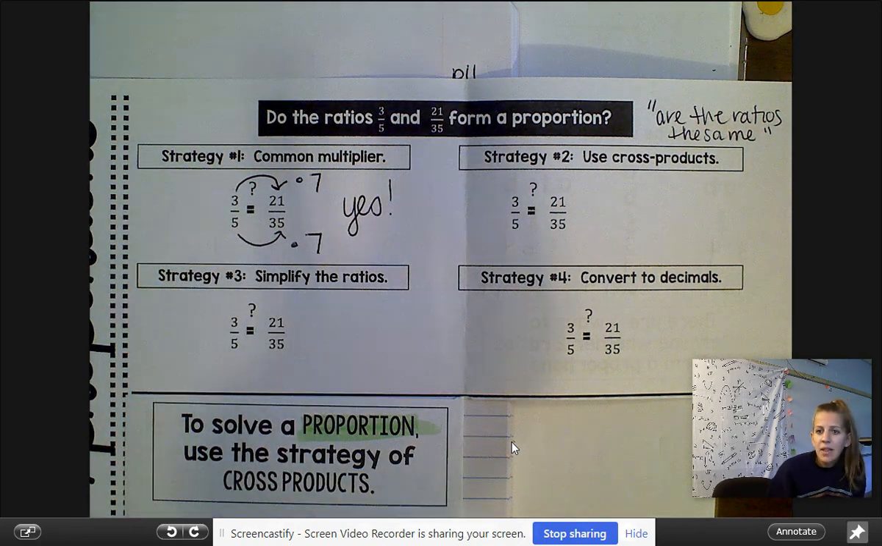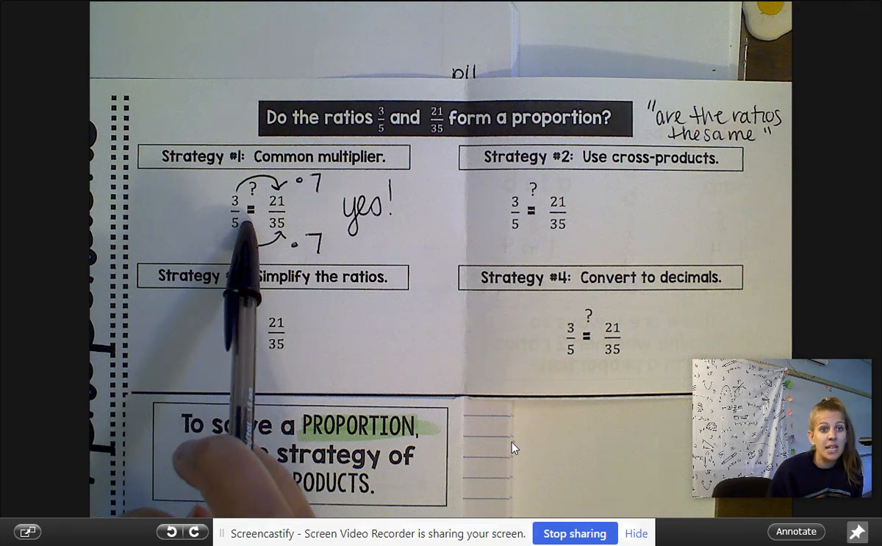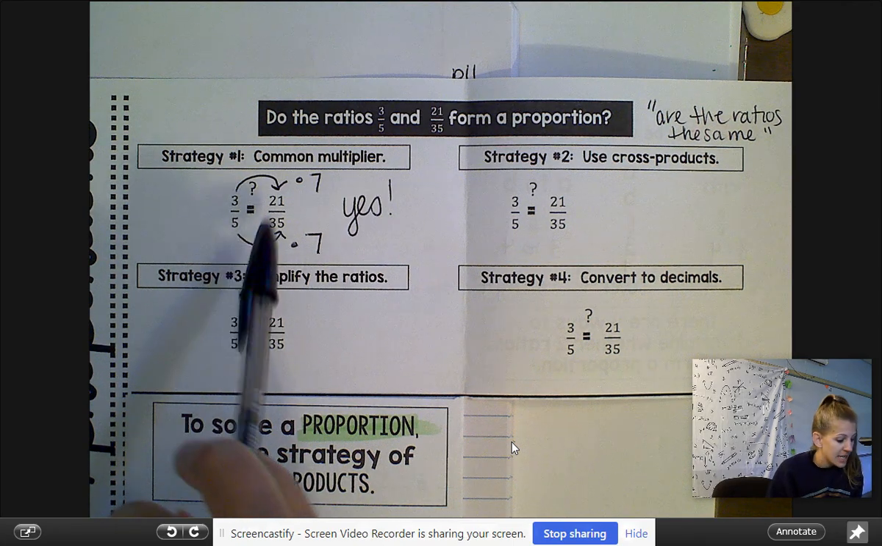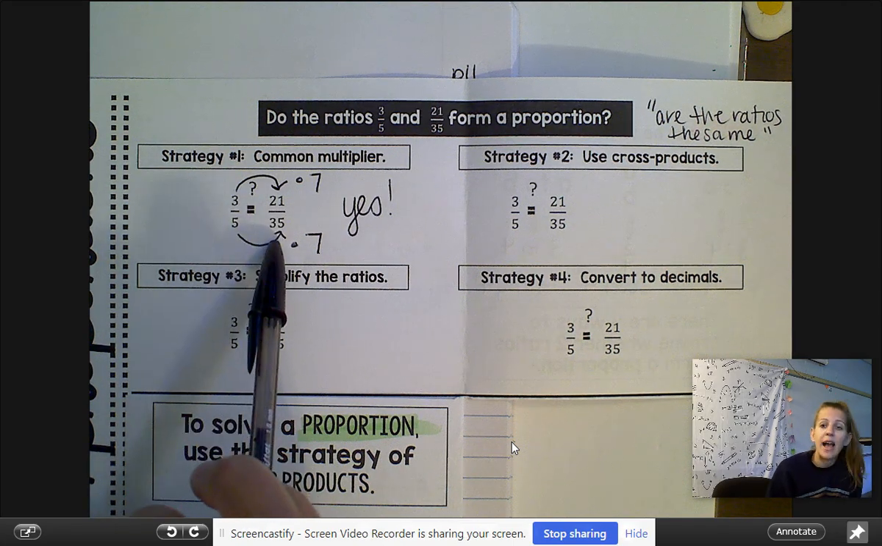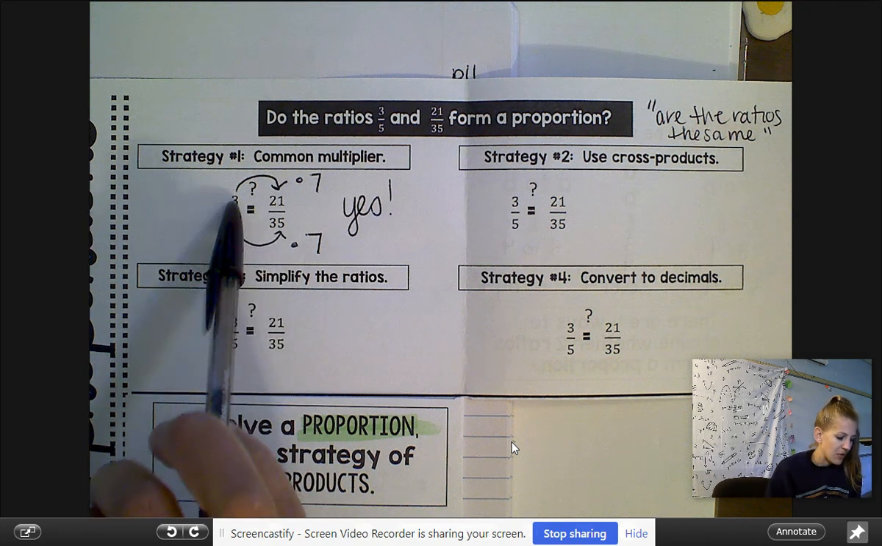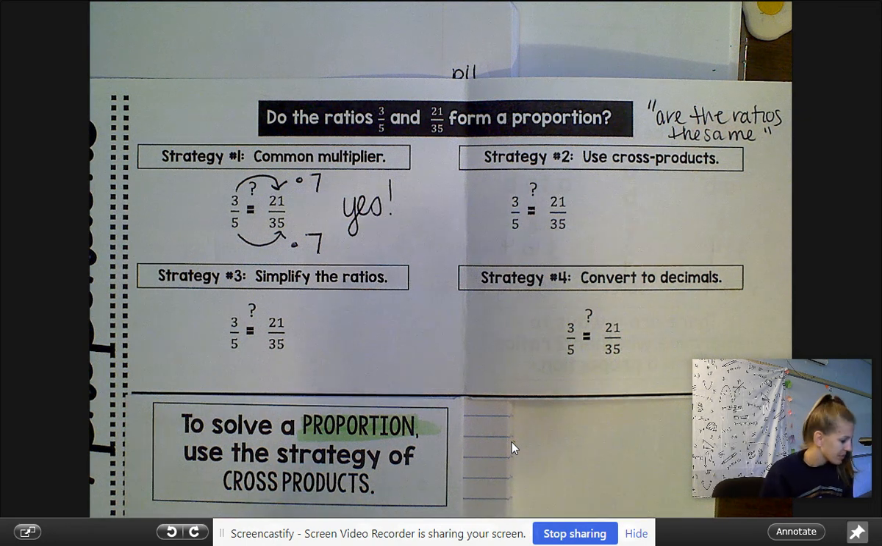So again, it's kind of like when we were talking about intro to equations, we're trying to see, is this a true statement or not? Is 3/5 the same as 21 over 35? And I can tell because they both are multiplied by 7, and I get the same thing.